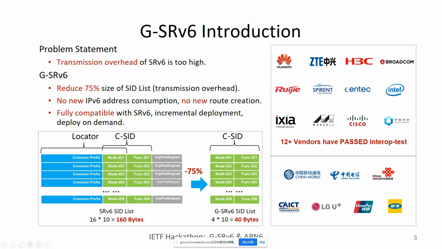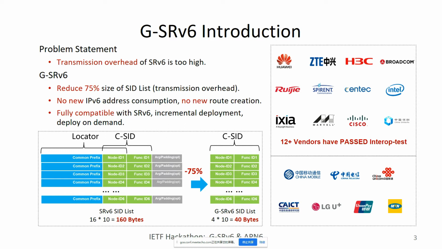Now let's talk about G-SRv6 first. As we know, SRv6 is the latest routing technology nowadays. G-SRv6 can resolve a critical problem of SRv6. The transmission overhead of SRv6 is too high. For example, if you want to use a strict TE tunnel with 10 SIDs, the SIDs will occupy 160 bytes in your packets. That is not acceptable in interactive control and IoT scenarios, where packet length is under 128 bytes.